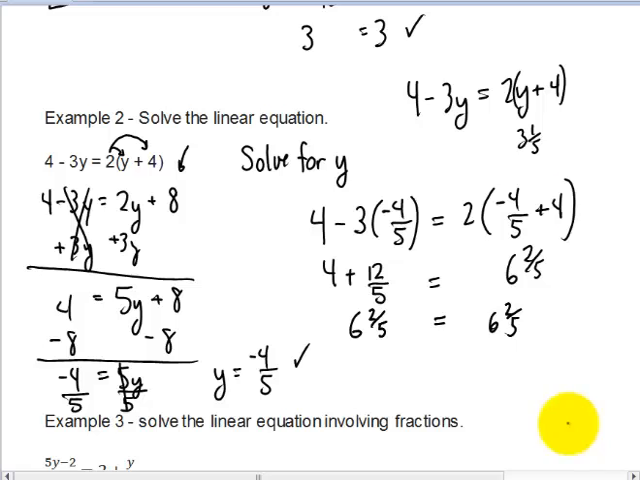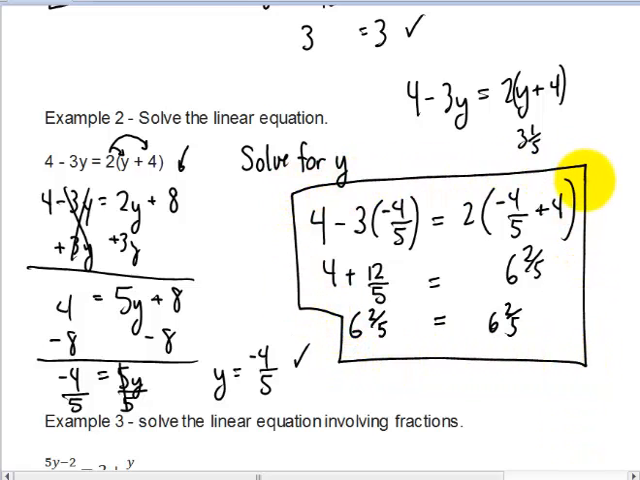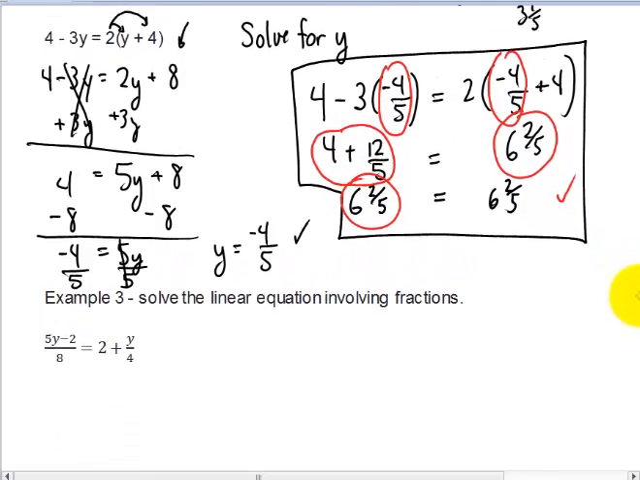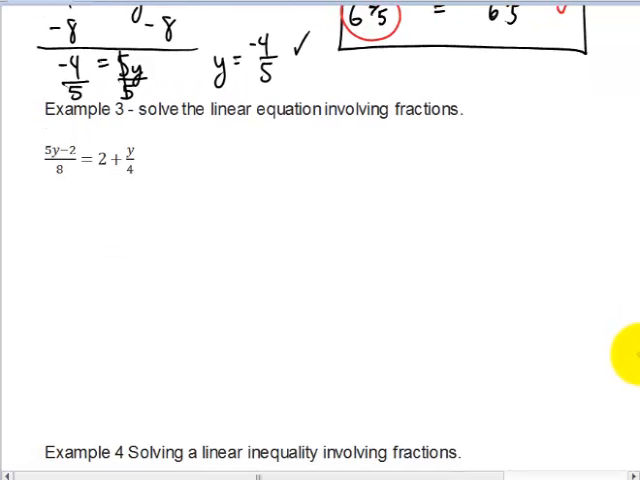So I solved the problem. I found out that x was equal to negative 4/5. I plugged the value into the original equation, and upon solving it, on the left side I got 6 2/5, and on the right side I got 4 12/5, but that simplifies to be 6 2/5 as well, so the solution works. Now let's work with solving a linear equation involving fractions.